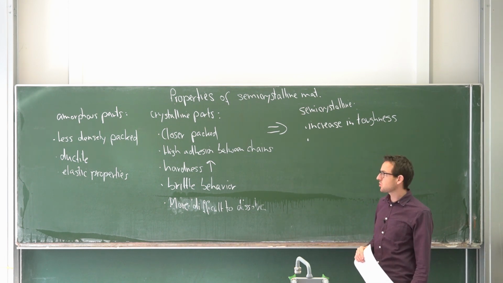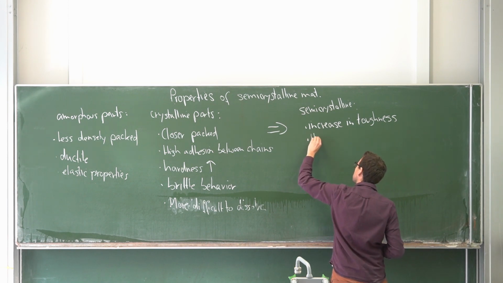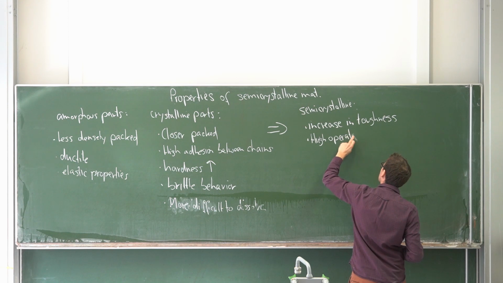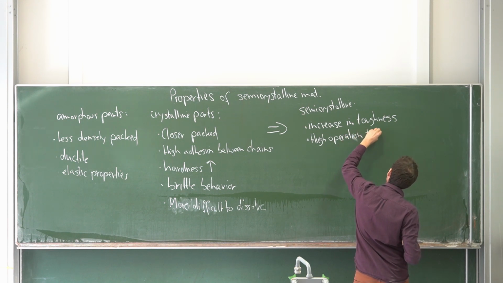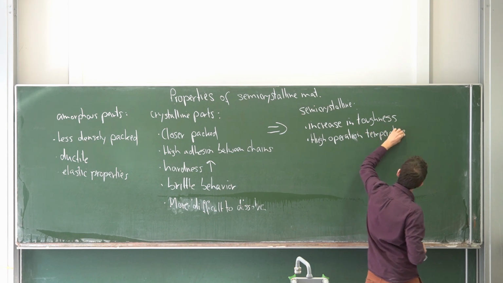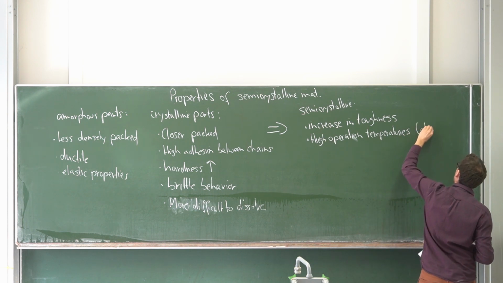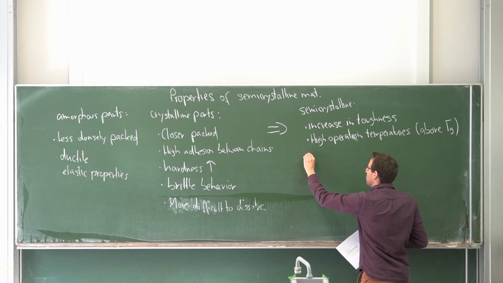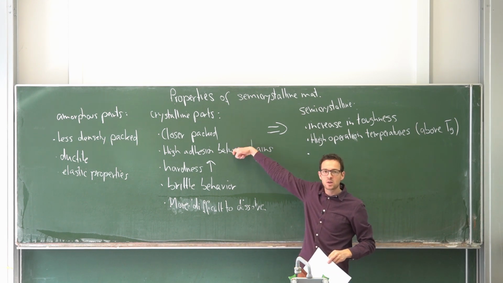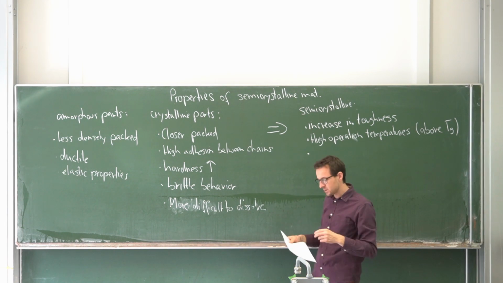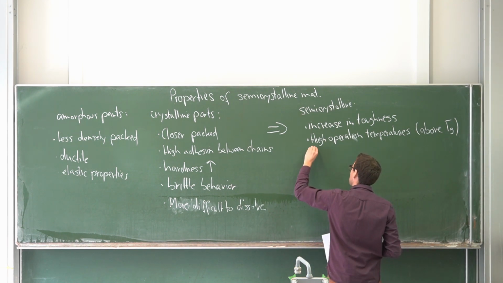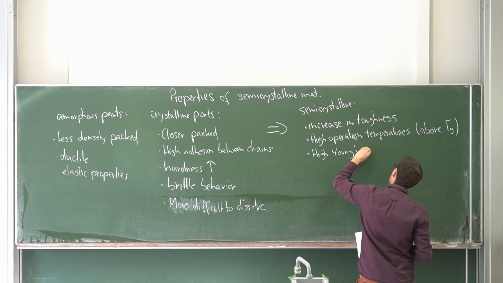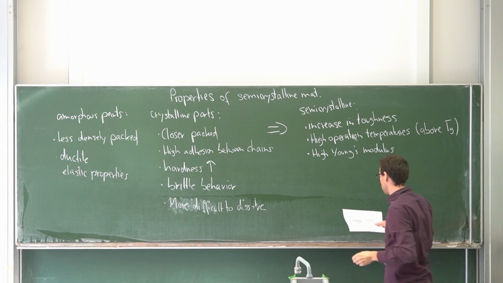Then we have higher operation temperatures compared to an amorphous polymer, because we can go above the glass transition temperature. So where a normal amorphous polymer fails, we can still use a semi-crystalline polymer. Very often, as a consequence of the chain architecture that we need to provide to actually get this high adhesion between chains, we also have a high Young's modulus. Not always, but typically, simply because the chains stick well to each other.